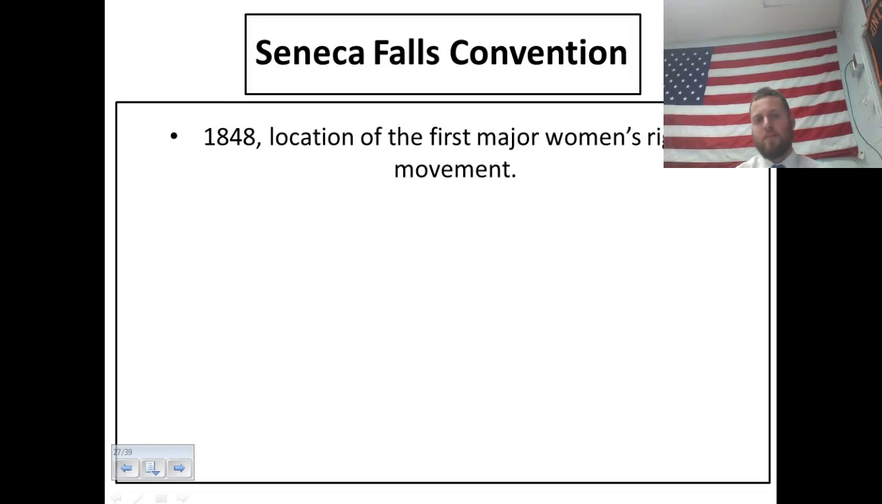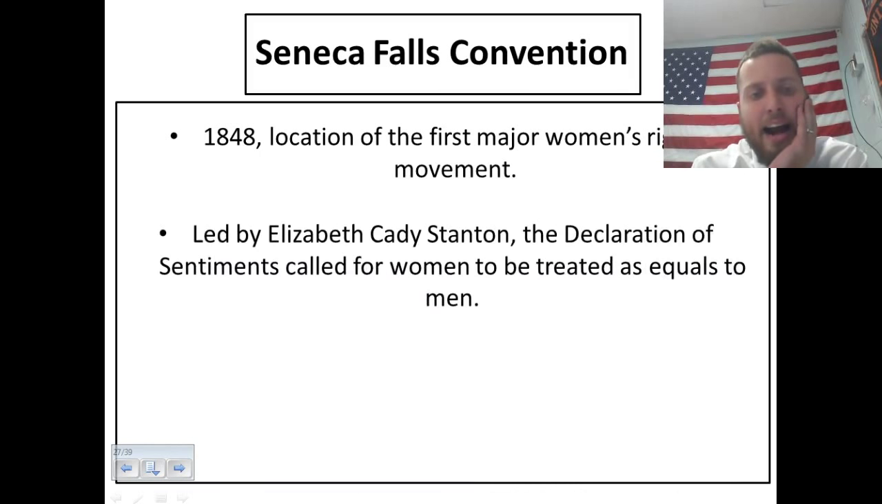All right, awesome. It was led by Elizabeth Cady Stanton. Elizabeth Cady Stanton was the leader of this. And the document, which is called the Declaration of Sentiments, called for women to be treated as equals to men. They wanted voting rights. They wanted the right to attend universities. And that was the Seneca Falls Convention.